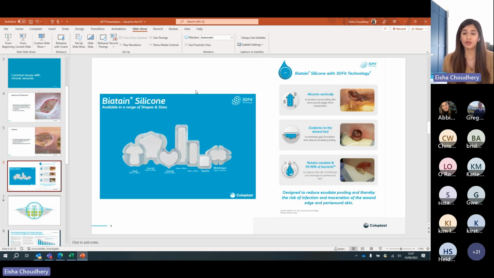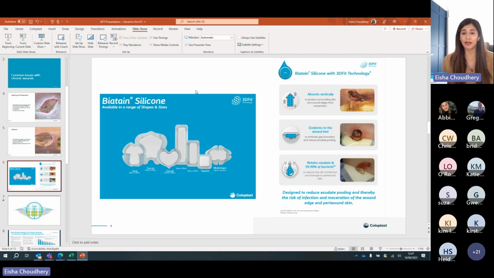Biotin silicone also conforms down to the wound bed. So any wound that has depth of up to 2 centimeters and doesn't have any undermining or tunneling, you're able to use biotin silicone on its own without any additional dressing. It's basically a 2-in-1 dressing where you don't need to use a filler for wounds that are up to 2 centimeters in depth, providing there's no undermining or tunneling. So again, it's conforming down to the wound bed, absorbing the exudate, and preventing any sort of pooling and leaking occurring at the wound site.